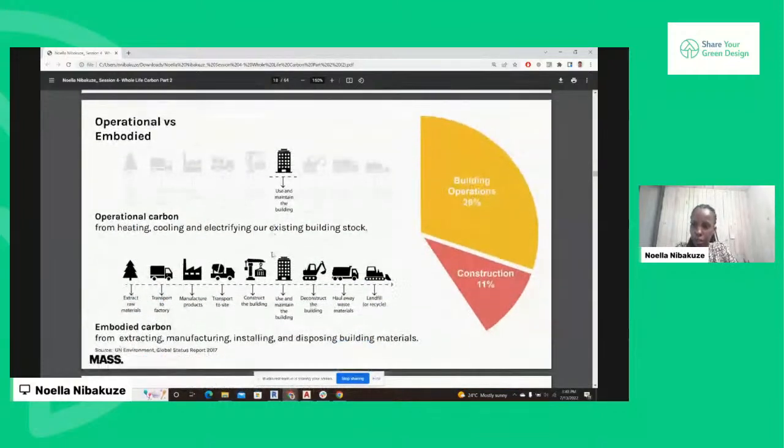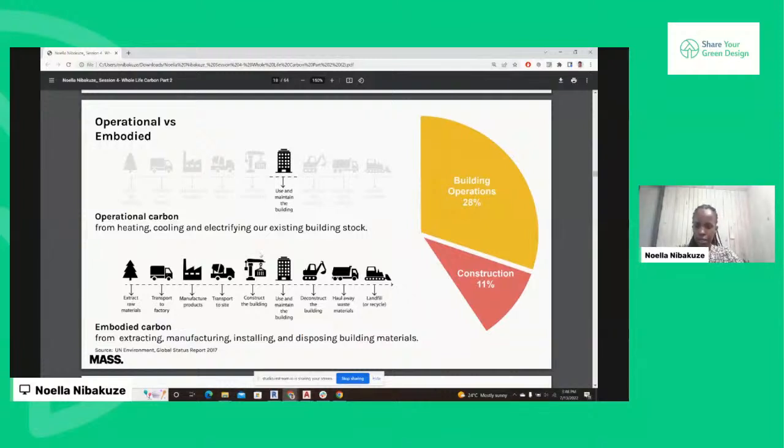So when you compare operational and embodied carbon, operational is when the building is in use or being maintained, like from heating, cooling, electrifying. That's where our operational carbon goes. The embodied carbon, however, is throughout the whole life of a building, from extracting your raw materials to transporting to manufacturing, then from manufacturing you transport to site, and then during construction, and also during use, because you need to maintain and replace a few things, and then to waste.